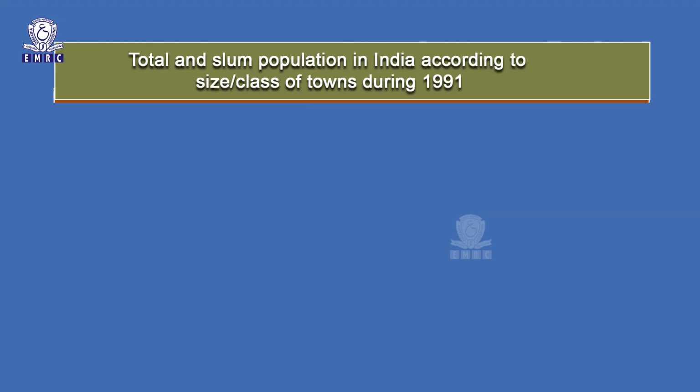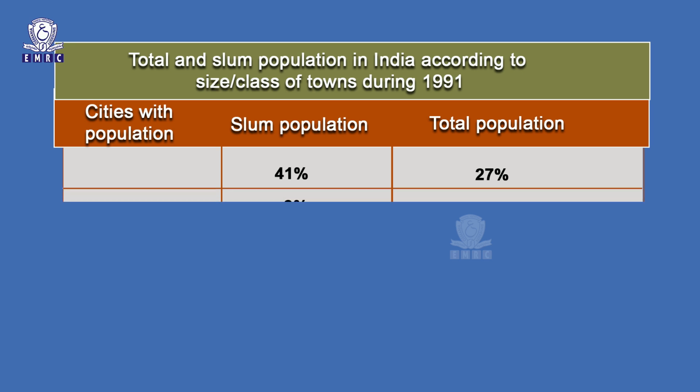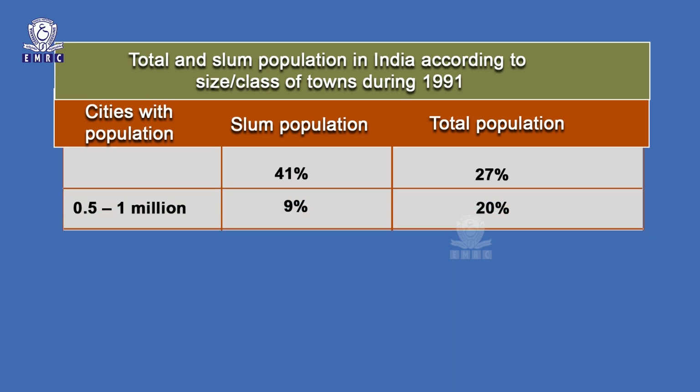Total and slum population in India, according to size class of towns during 1991, showed that 41% of the total slum population was residing in million-plus cities, where 27% of the total population of India resided. However, cities with population between 0.5 to 1 million have only 9% of the total slum population, where 20% of the total population was residing.